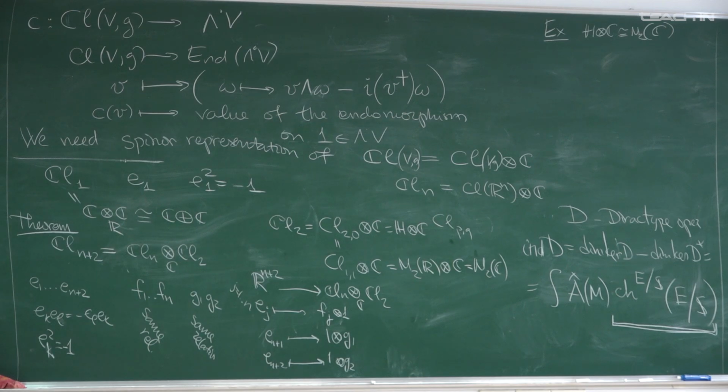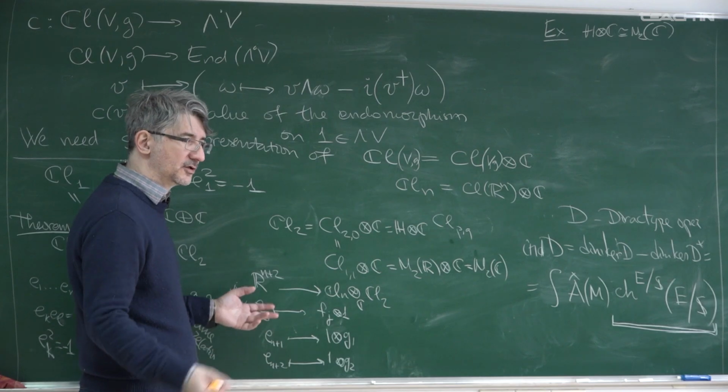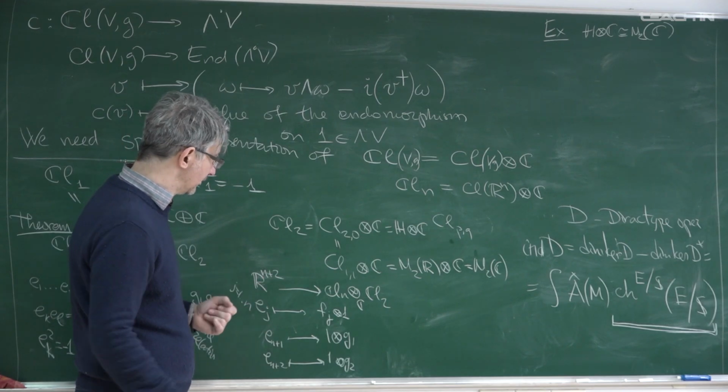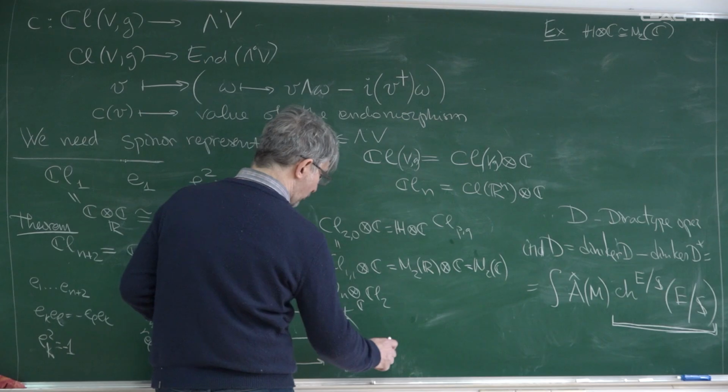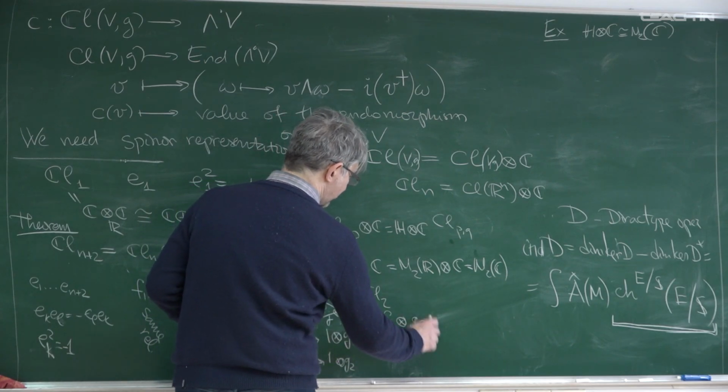It commutes with e_(n+1). Yes, this commutes with these two elements. It should not commute. How to do it? Instead of this, we write f_j tensor g_1 g_2.